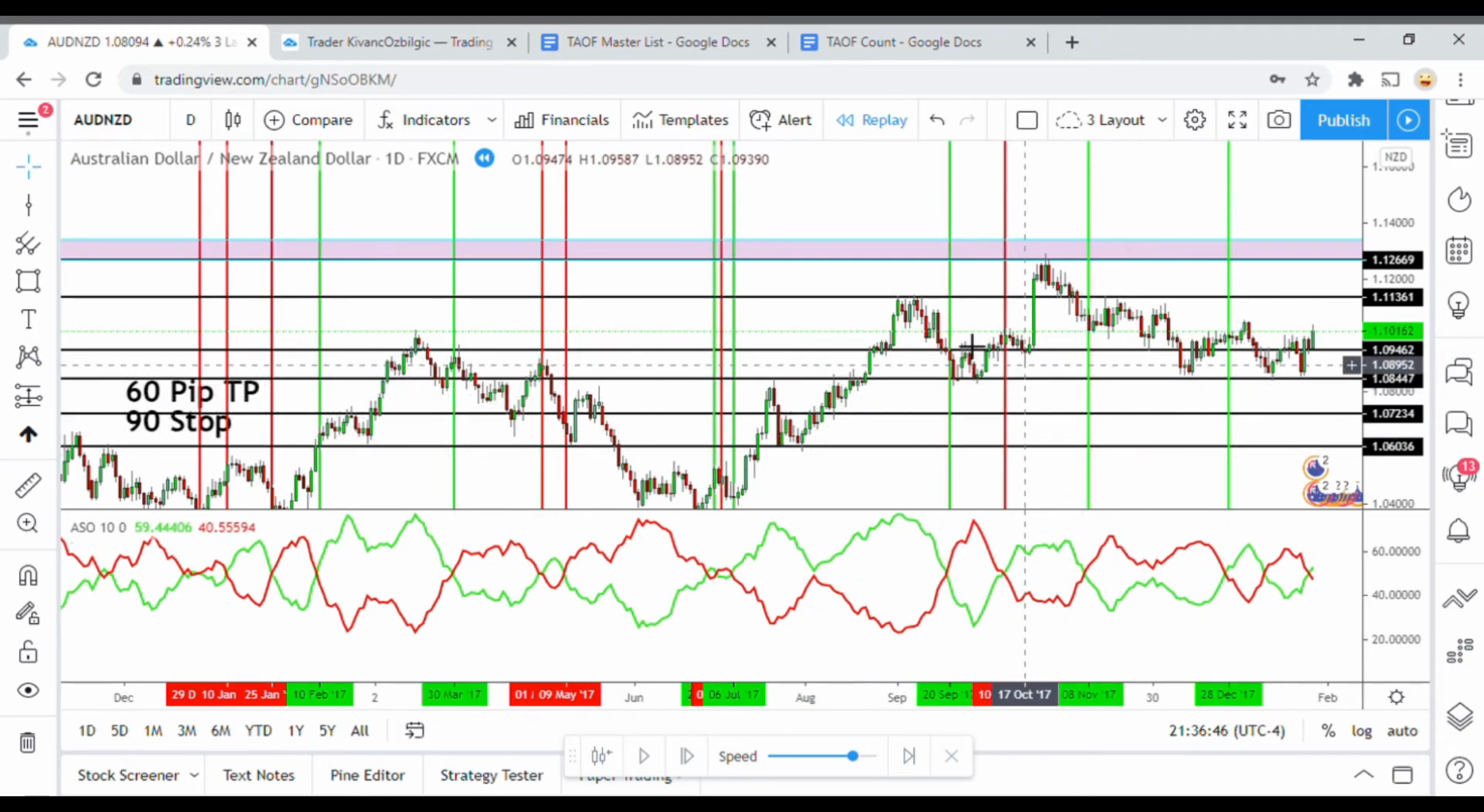let's see. We got 1, 2, 3, 4, 5, 6, 7, 8, 9, 10, 11, 12, 13, and 14. And so 14 signals all together, and we have 1, 2, 3, 4, 5, 6, 7 wins. So unfortunately, that is not going to meet the 60% criteria.